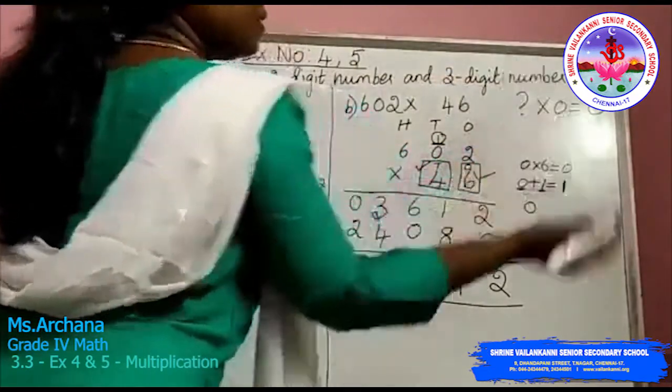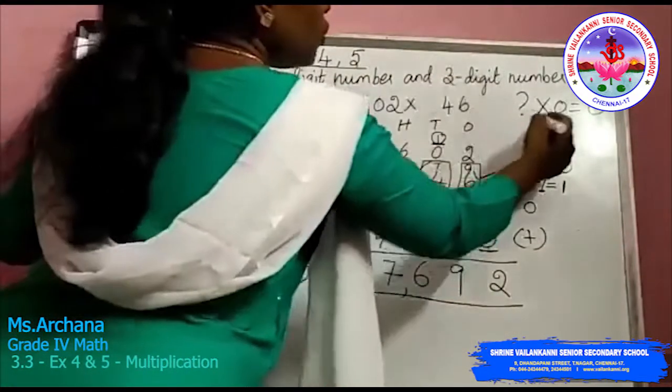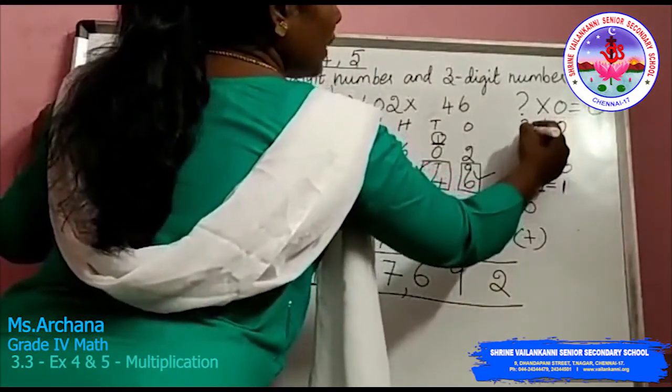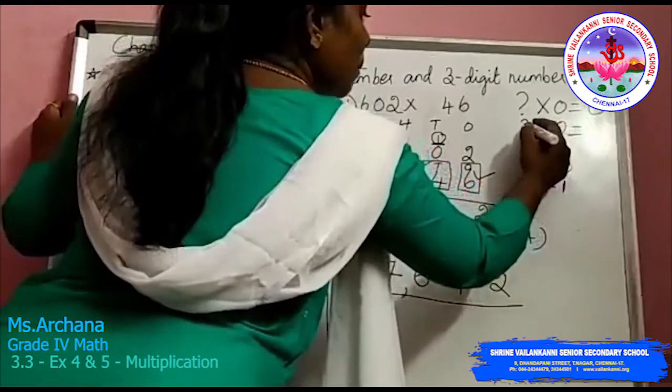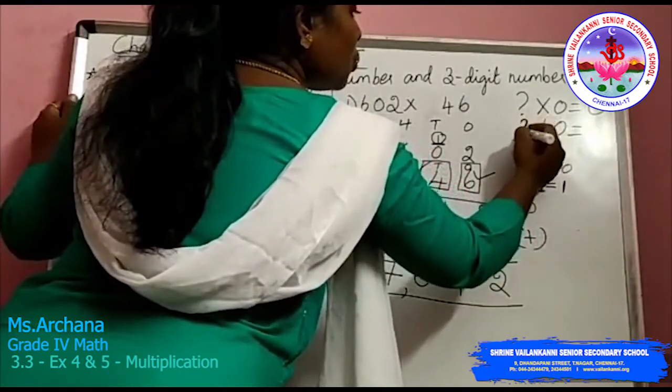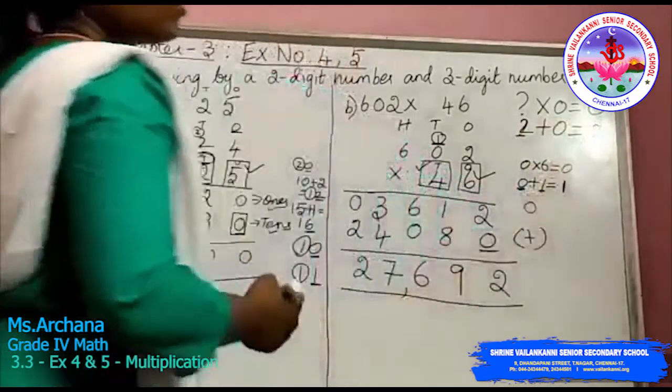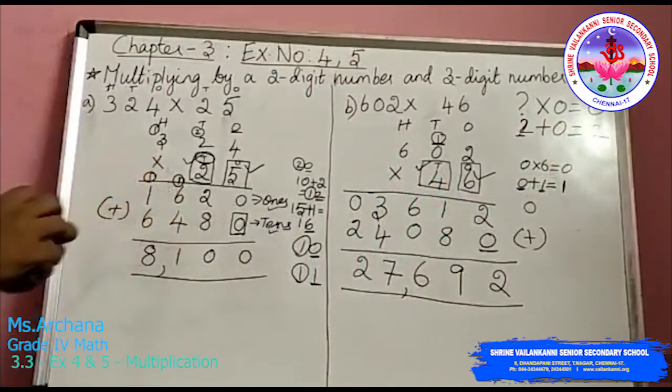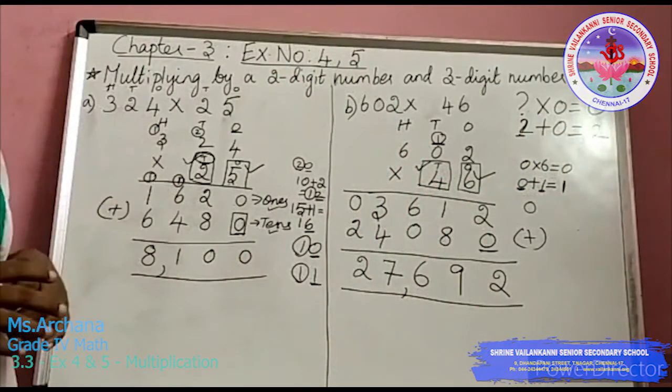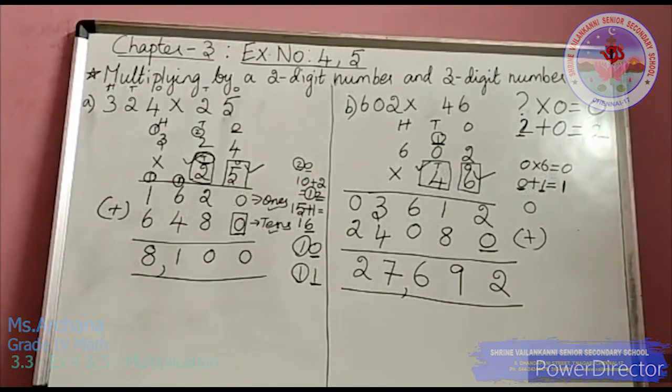The number can be anything. Okay. So whenever you do addition with 0, the number can be anything, the same number will come. So if it is 2, then 2 will come. Okay. So hope you have understood how to do multiplication with a 2-digit number.